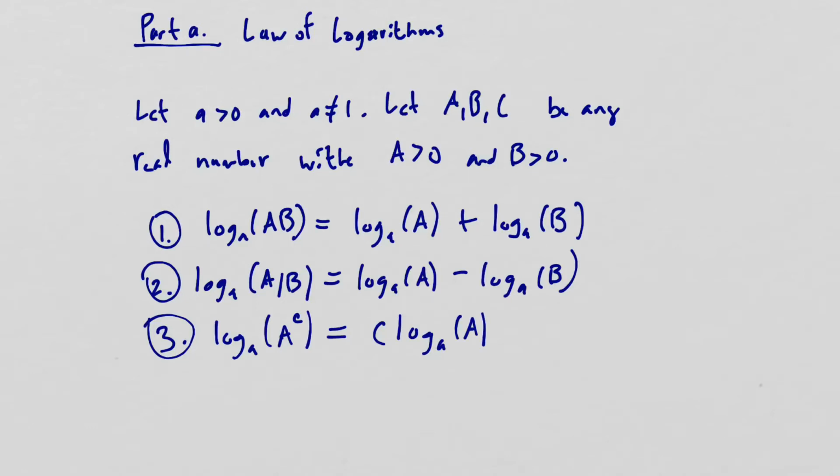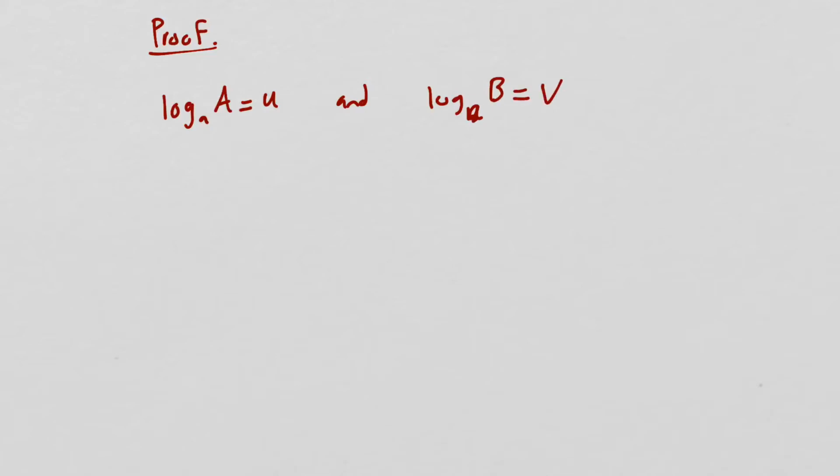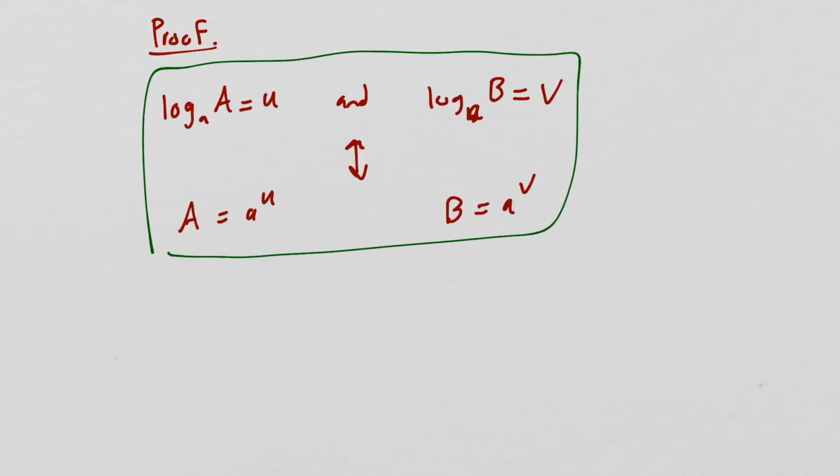Let's go ahead and prove this. First, let's assume that the log base a of capital A is equal to u, and we also know that the log base a of B is equal to v. Writing this equivalently as an exponential, A is equal to a raised to the u, and B is equal to a raised to the v. Now that we have this relation here, let's go ahead and prove part 1.